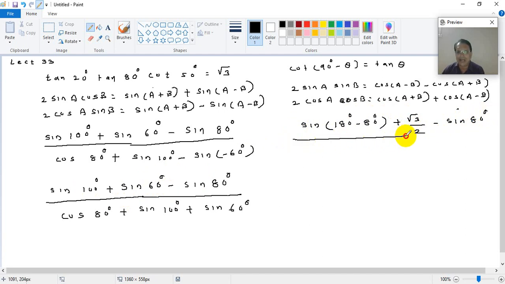Similarly divided by, what now? Cos 80, right? That cos 80 we will keep as it is. Sin 100 degrees, this you can write as sine of 180 degrees minus 80 degrees, and plus sin 60, which is what? Sin 60 is again √3/2 as you know.